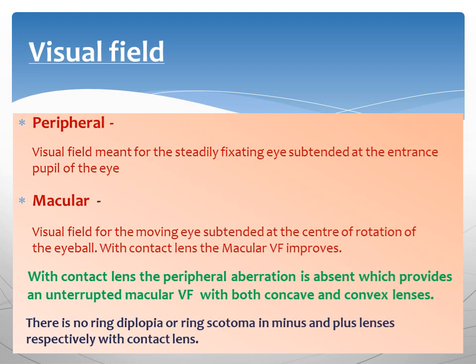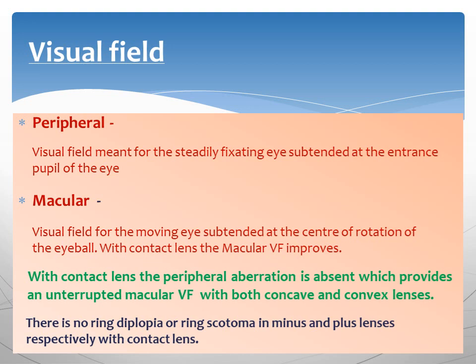But macular field of vision means that for the moving eye, the field of vision which is subtended at the center of rotation of the eyeball, that is the macular visual field. And with contact lens, it is the macular field of vision that gets improved. So we often get confused about which particular visual field is improving with the contact lens. It is the macular field of vision.